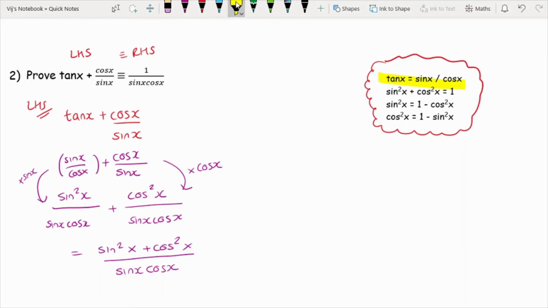Then I notice that this is also a trig identity: sin squared x plus cos squared x is equal to 1. If I write a little note that that's equal to 1, then that becomes 1 over sin x cos x, which ultimately becomes the right hand side, and therefore I have proved what I've been asked to prove.